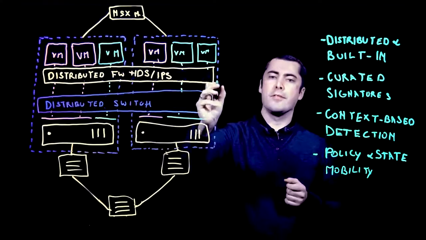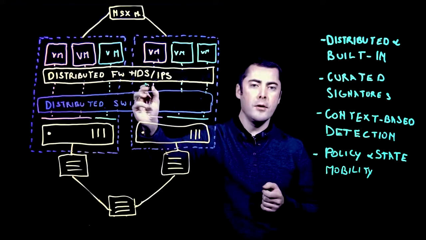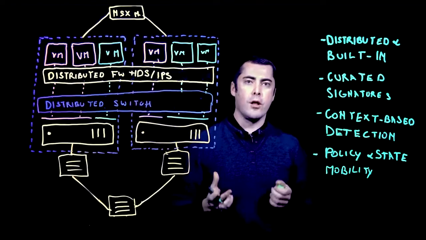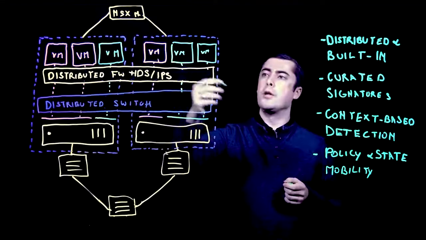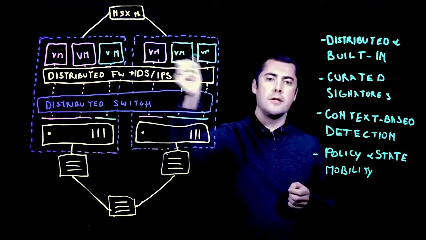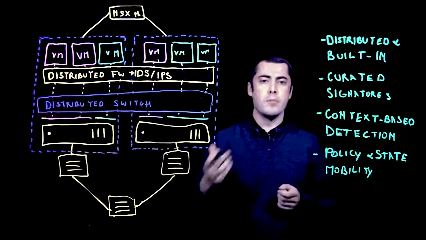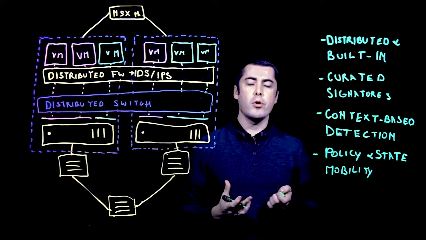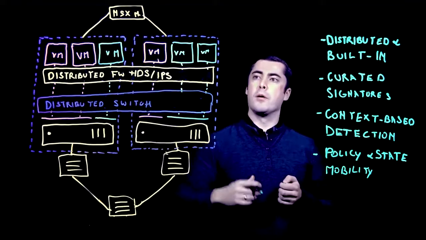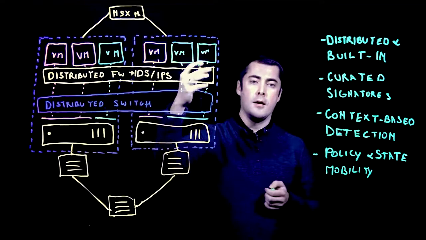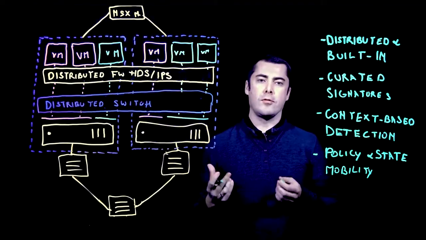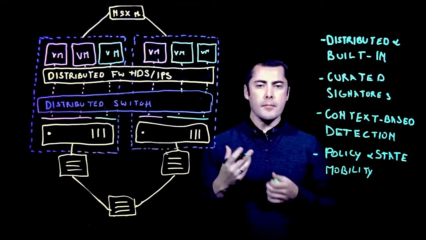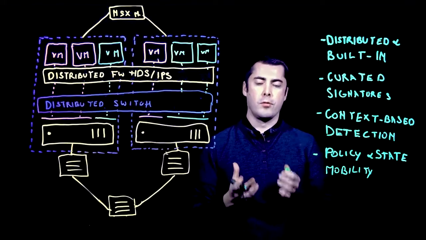And this is another benefit of being embedded in the hypervisor. That means that we have access to a lot of context. We know exactly the name of this virtual machine. We know what application that virtual machine is part of. And thanks to VMware Tools and the guest introspection framework, we even know what the operating system is that is running, what user is logged into a workload, and even what processes are running on that workload.